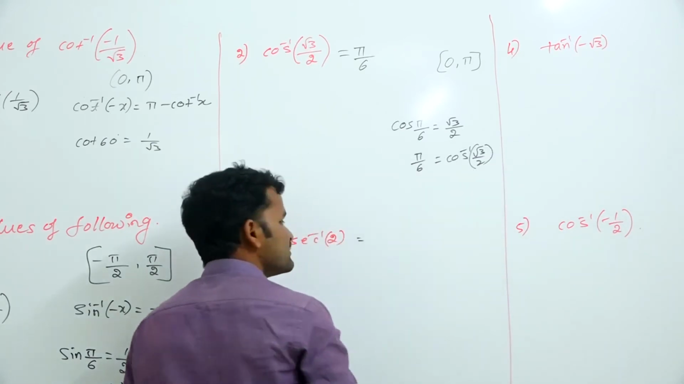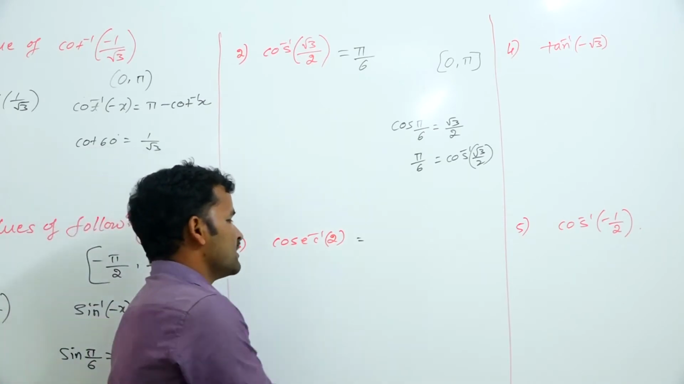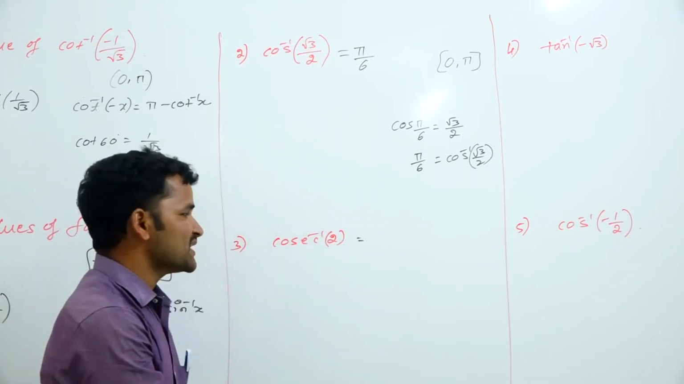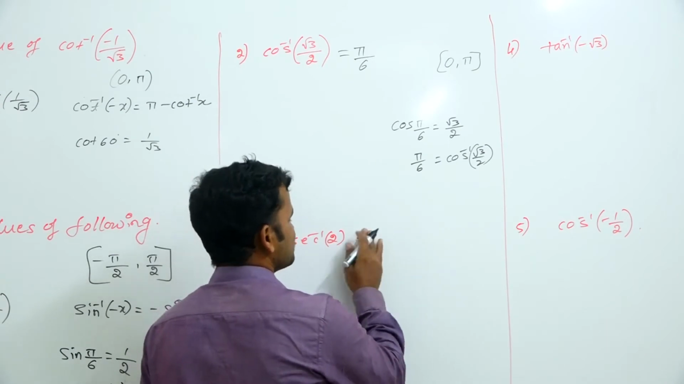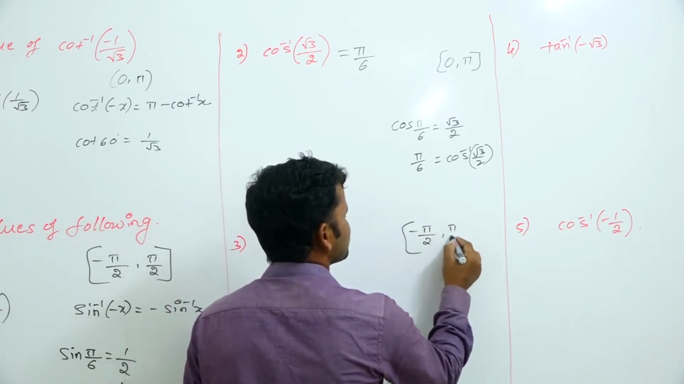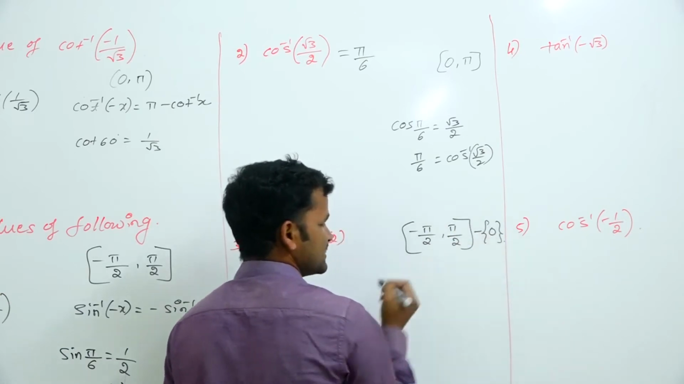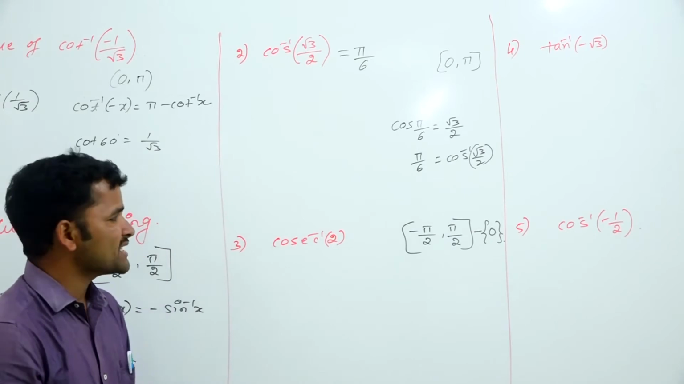Next, cosecant inverse of 2. What is cosecant inverse of 2? Principal value branch, right? The principal value branch is the closed interval minus pi by 2 to plus pi by 2 except 0. This is the principal value branch.